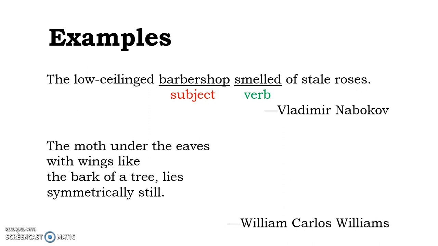William Carlos Williams: "The moth under the eaves, with wings like the bark of a tree, lies symmetrically still." What's the main action? What's the main verb? "Lies." That's our action of the sentence. Now, who or what is lying symmetrically still? The moth. That's our subject. That's our verb. Now we know how to identify the subject and main verb of a sentence.